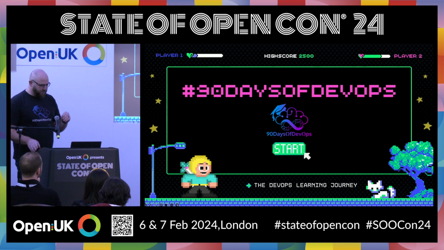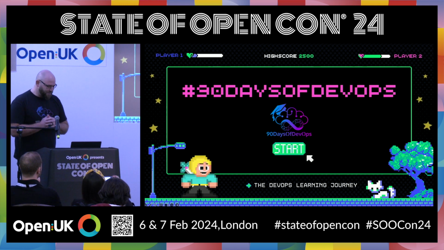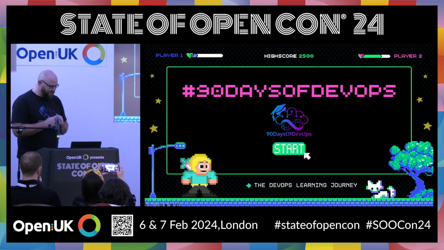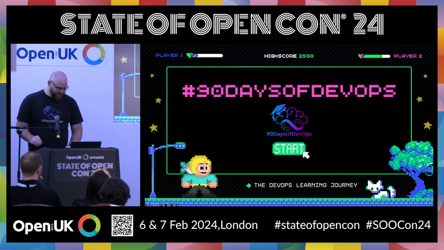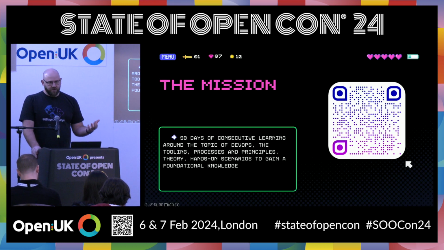So 90 Days of DevOps, this is where I had to flip out of the OpenUK or the State of OpenCon slide deck, and we're going to gamify it a little bit as we go through. But as I mentioned, the mission of 90 Days of DevOps, when I first started, was looking at other people in the community.